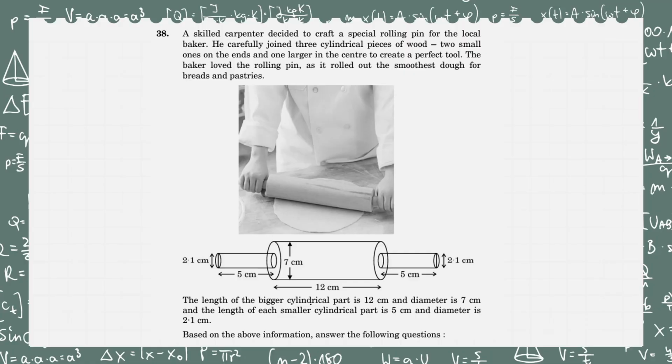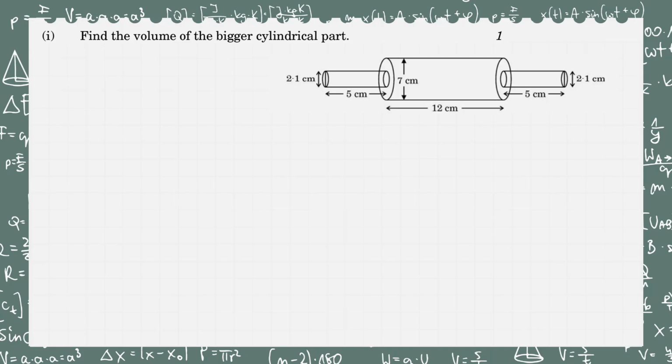The length of the bigger cylindrical part is 12 centimeter and the diameter is 7 centimeter, and the length of each smaller cylindrical part is 5 centimeter and diameter is 2.1 centimeter. Based on the above information, we have to answer the questions following this. Okay, so first one, find the volume of the bigger cylindrical part. So this is the bigger cylindrical part, right, whose volume we need to find out.